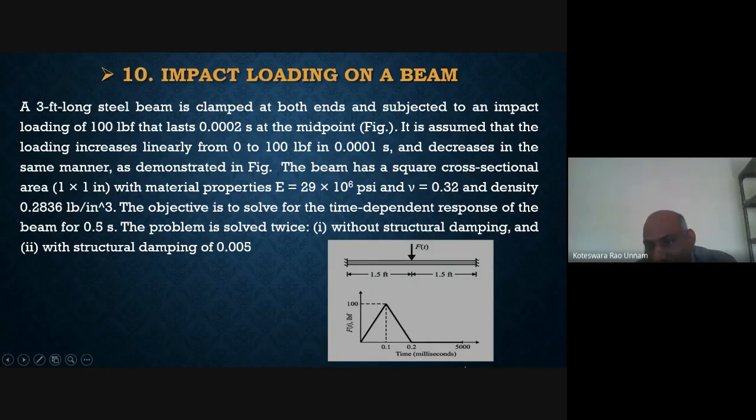You see, the scale is milliseconds. So 1 millisecond means 10 power minus 3 seconds, and 0.1 means 10 power minus 4 seconds. Within 10 power minus 4 seconds, the load changes from 0 to 100 LBF. So this kind of load, you can call an impact load or transient load. Then immediately after that it is removed. That's why we call it impact. After 0.2 there is no load.